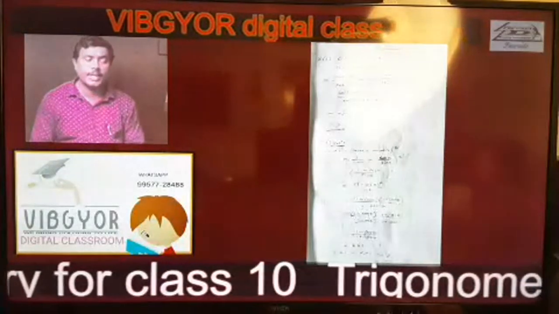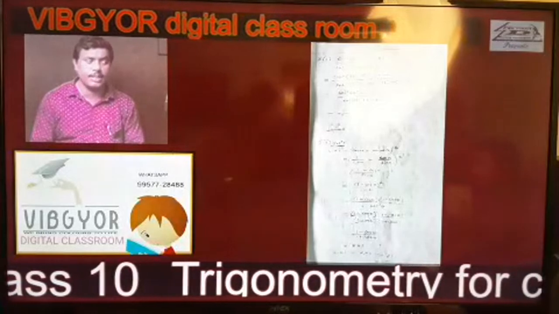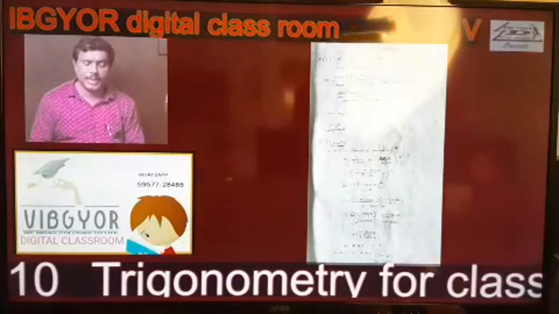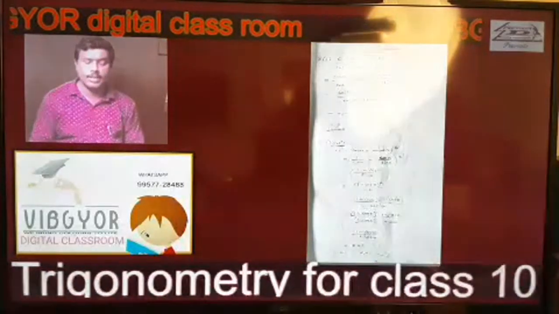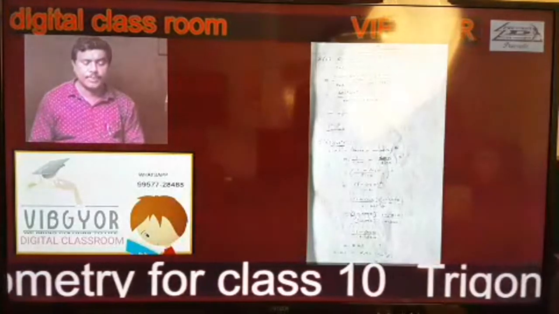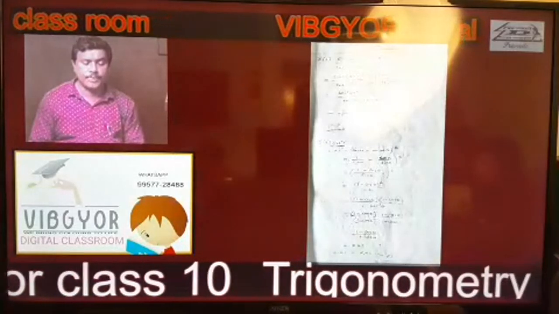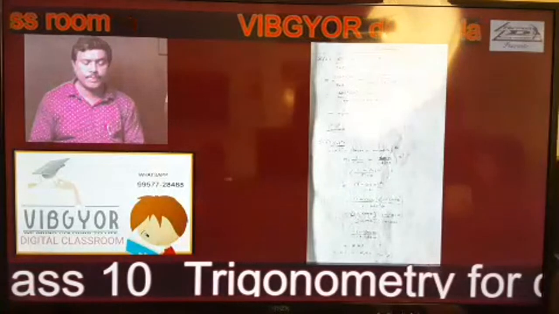So 1 minus cos theta and 1 minus cos theta from numerator and denominator are cancelled. So the result is 1 minus cos theta divided by 1 plus cos theta, and that is the right hand side. Therefore, left hand side is equal to right hand side. That is, this identity is verified. Next, page number 16.